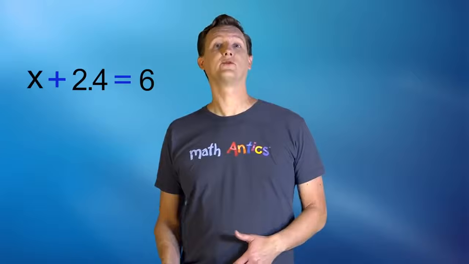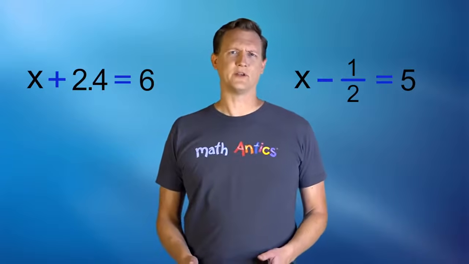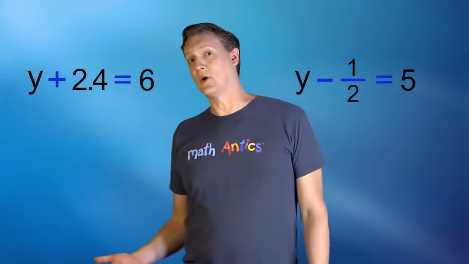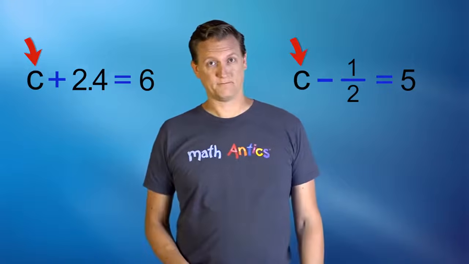Okay, that's the basics of solving simple algebraic equations that involve addition and subtraction. You just need to get the unknown value all by itself, and you can do that by adding or subtracting something from both sides of the equation. And this process works the same even if the numbers in the equation are decimals or fractions. And it also works the same no matter what symbol you're using for an unknown. It could be x, y, z, or a, b, c. The letter being used doesn't matter.